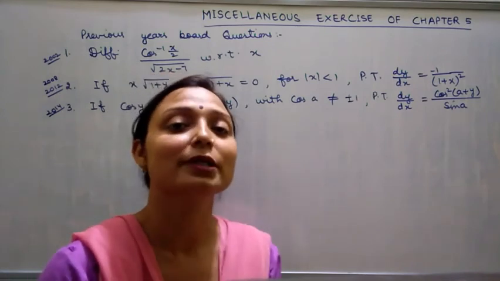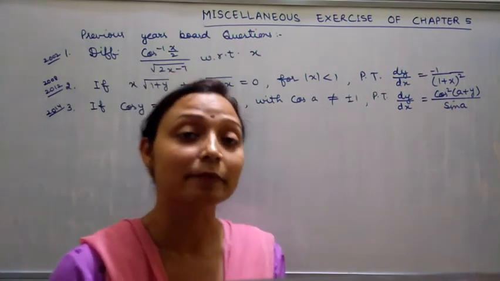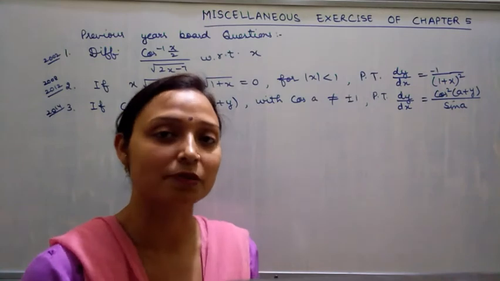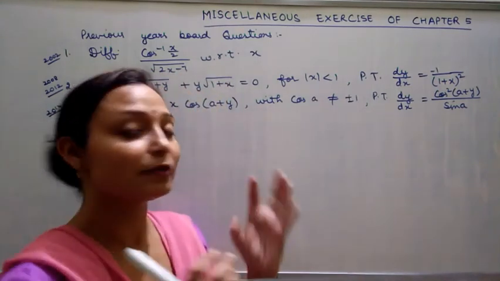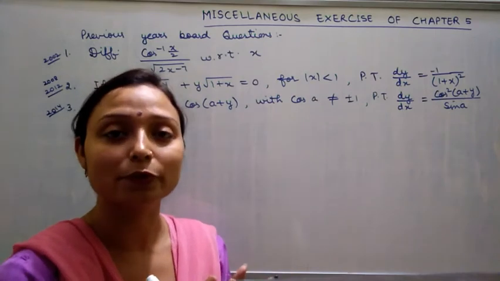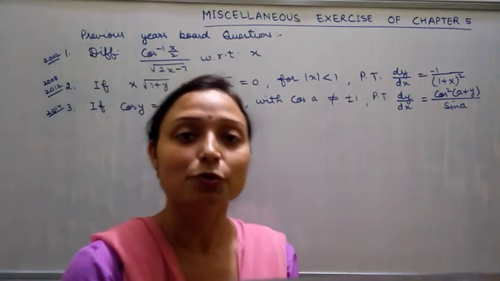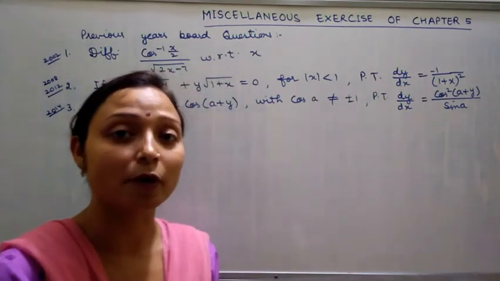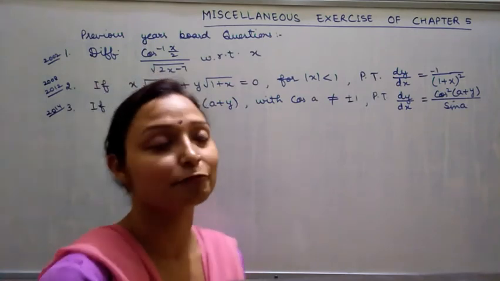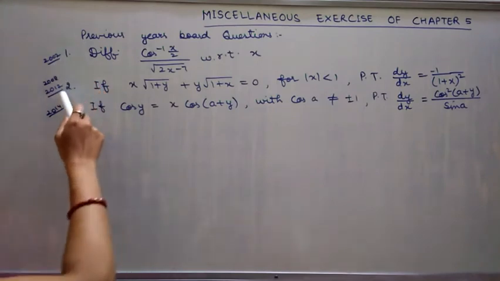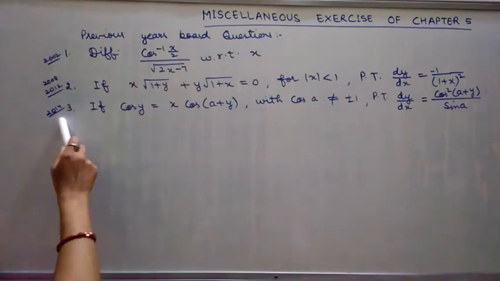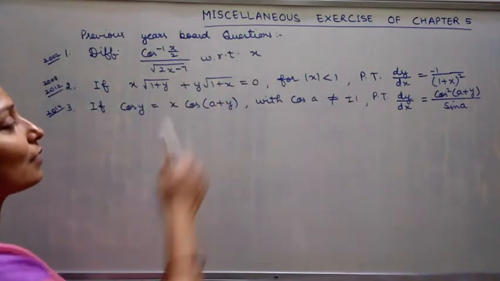So I will take only the previous year board questions and one or two extra questions from the miscellaneous exercise, so that I will only concentrate on the previous year board questions. All questions are very easy, so I will tell you which questions are important from the examination point of view. So I will take these three questions. They came in 2002, in 2008 and 12, and in 2014. So I will start from the first question.